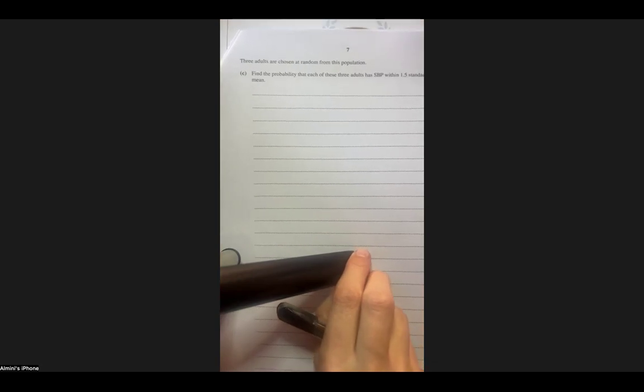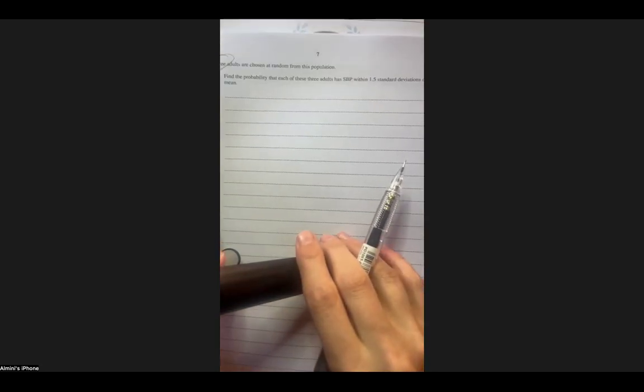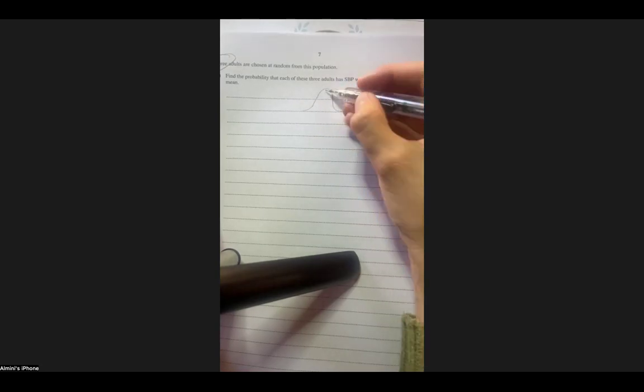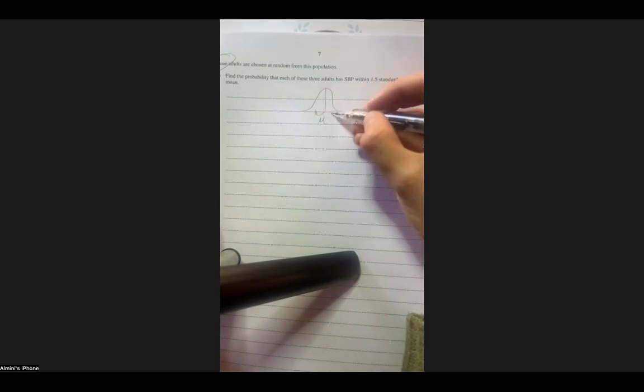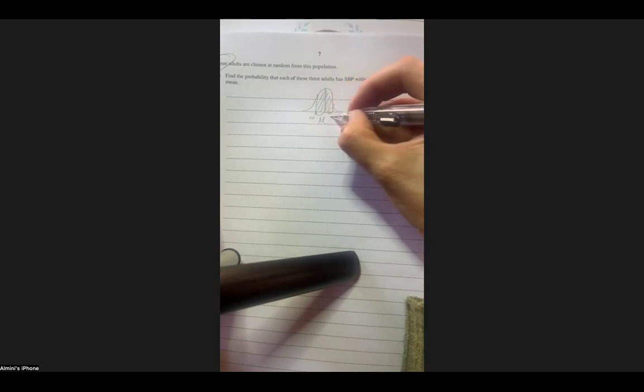Three adults are chosen from this population. So just remember, 3 adults are chosen. Find the probability that each of these 3 adults has an SPV within 1.5 standard deviations of the mean. So if this is your mean, they must be 1.5 this way or 1.5 that way. So they must be in this little barrier part that you've created for yourself.